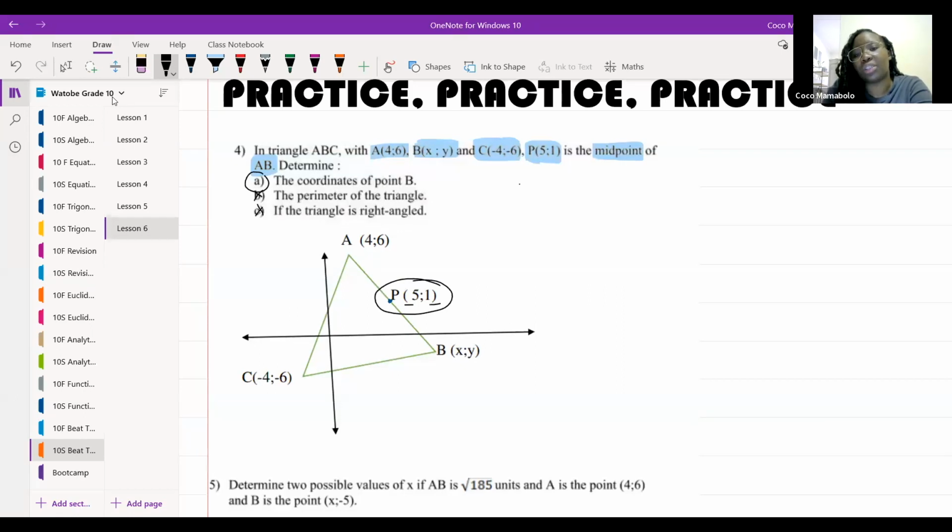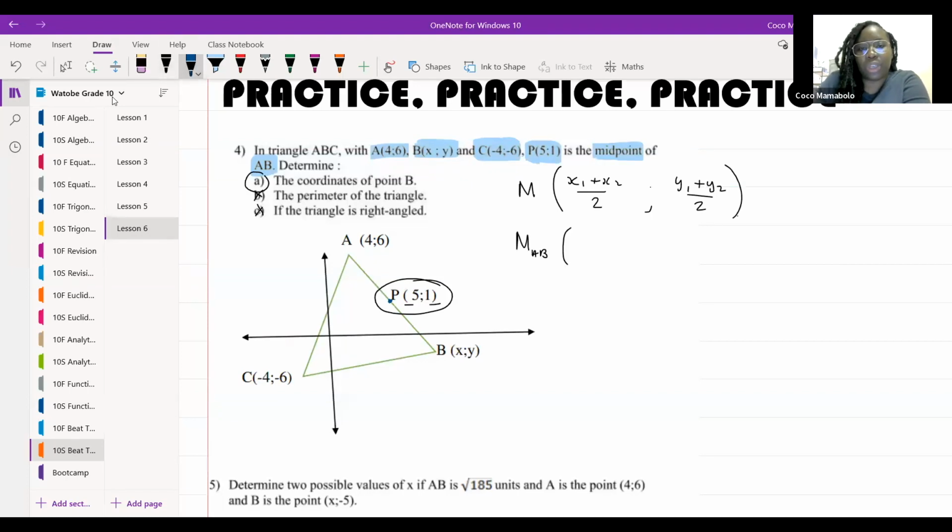So I want you to put this into the midpoint formula for me. All right, give me the midpoint formula. Let's start there. What is the midpoint formula? X1 plus X2 over 2. Good. And? Y1 plus Y2 over 2. Beautifully done.